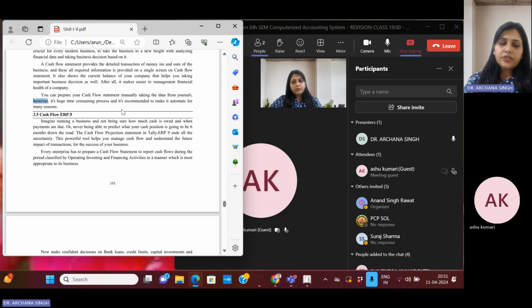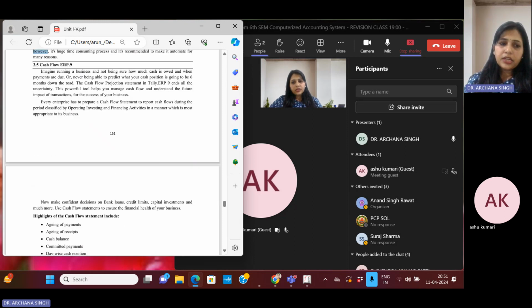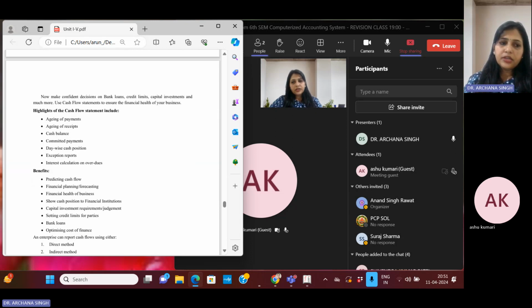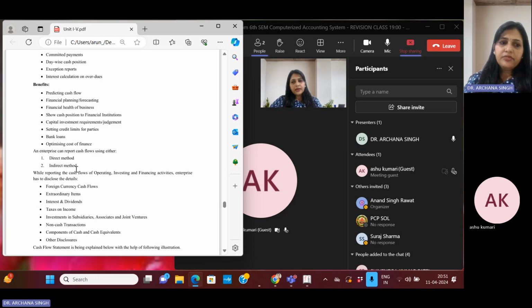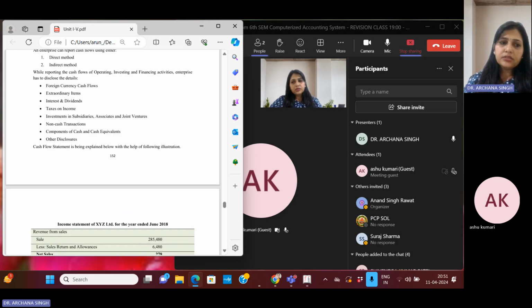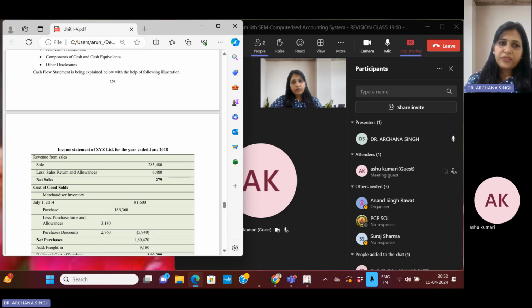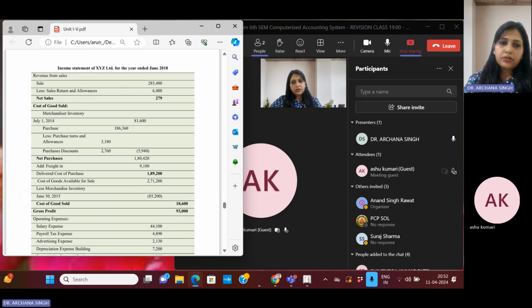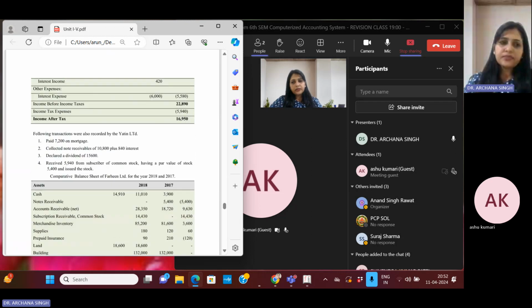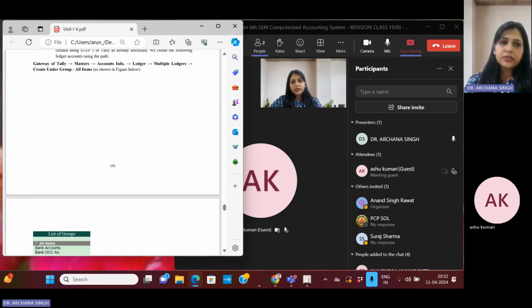So for that purpose, through accounting software, you can prepare the cash flow statement. Basically, highlights of the cash flow statement include aging of payments and receipts, cash balance, committed payment, day-wise cash position, interest calculation on overdues, and direct and indirect methods, both of which the company can follow. And income statement के according like this it will appear, and these are the examples.